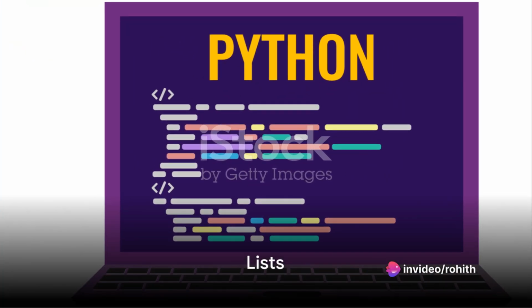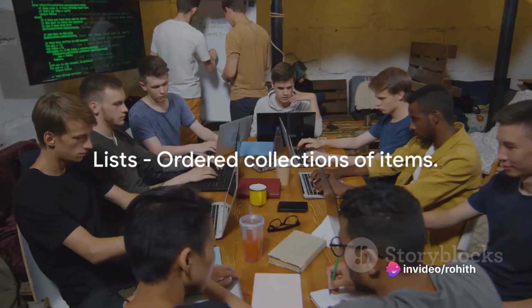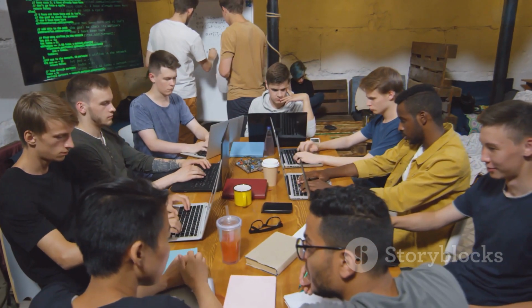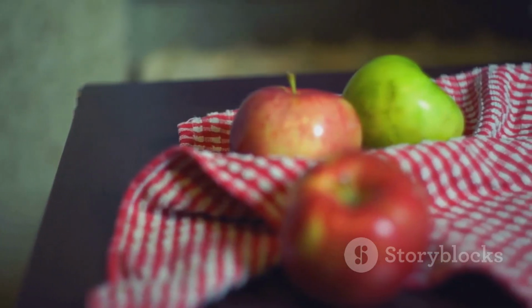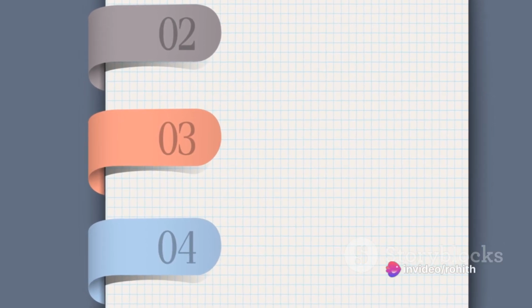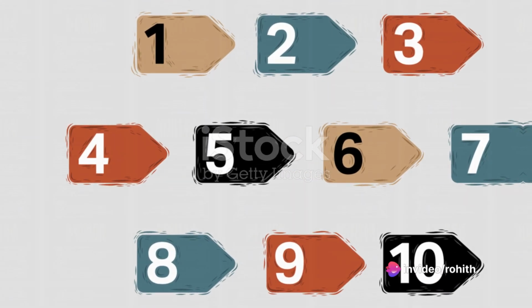Moving on, we find ourselves at lists. Lists are ordered collections of items. They can contain any type of data: integers, floats, strings, even other lists. For instance, is a list. The items in a list are ordered, which means they stay in the order you put them in.